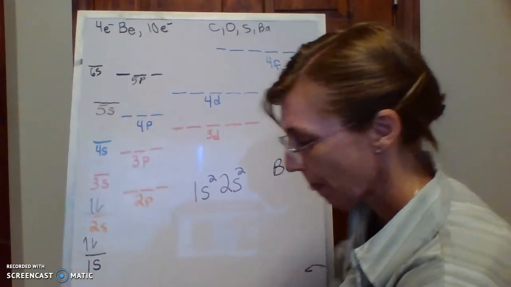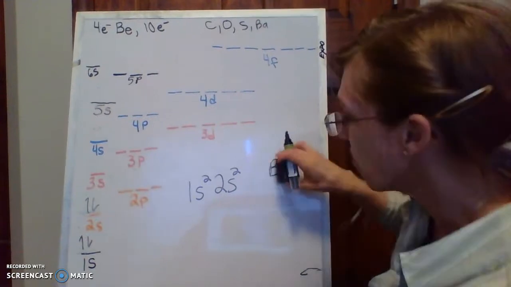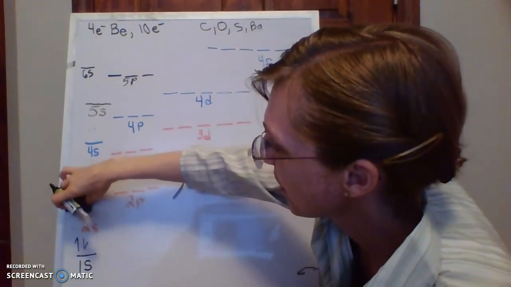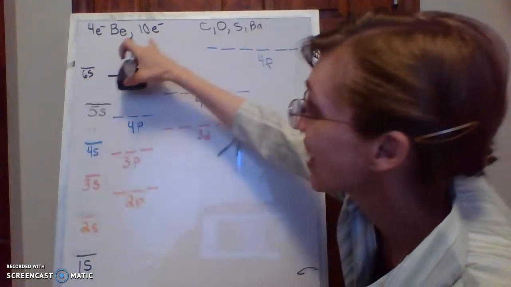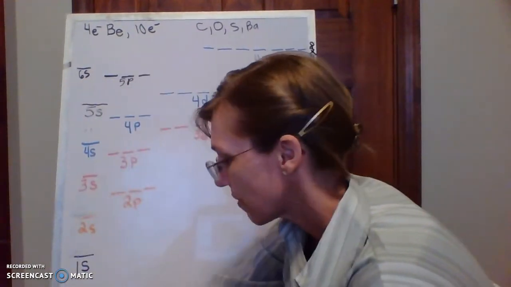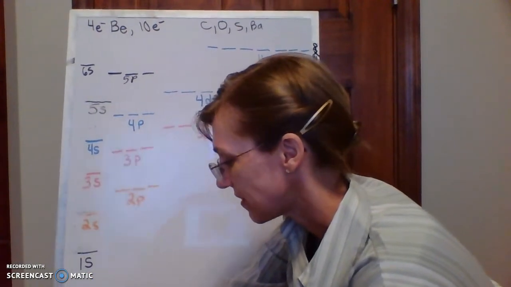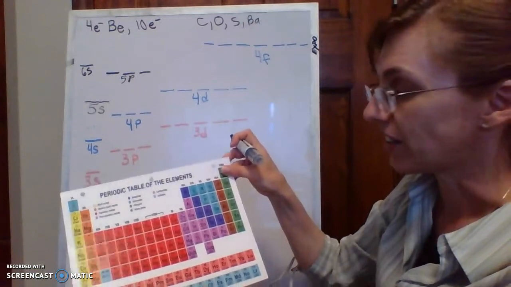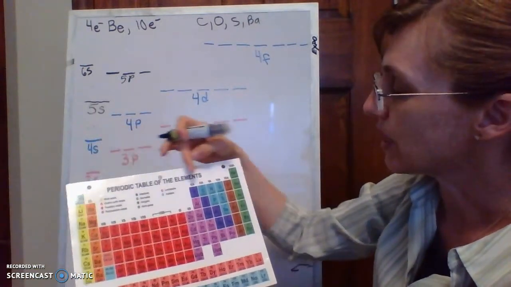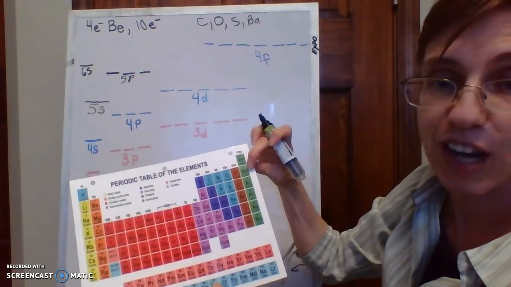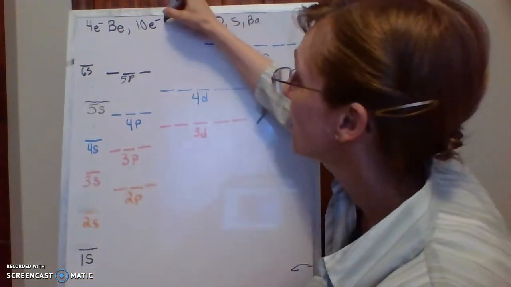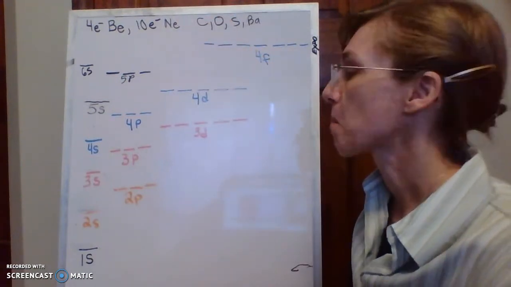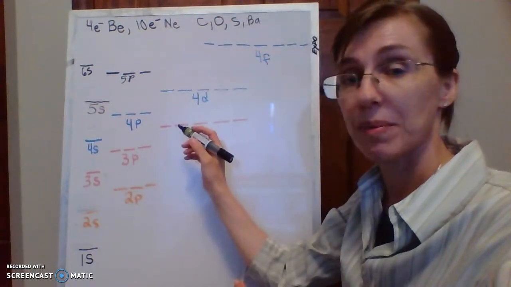Now let's go ahead and do one with a little bit more meat to it. We'll figure out how to do 10 electrons next. If it has 10 electrons, remember it's going to have 10 protons. So we'll go to our periodic table here, and we'll look up the element with 10 as an atomic number. We see that that's neon. So we're going to do the electron configuration of neon. Start at the bottom and we go up.